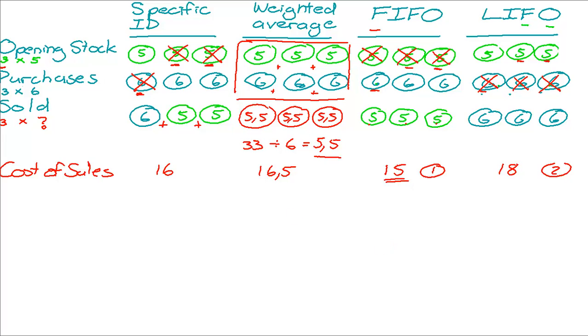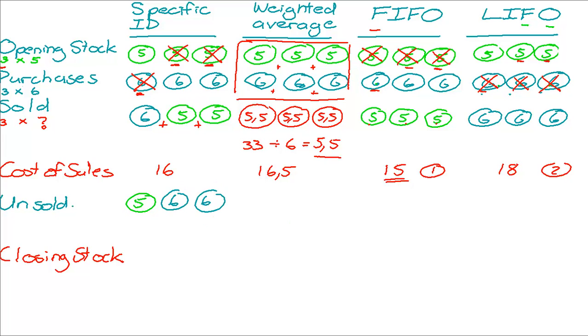Right, let's quickly look at calculating our cost of unsold goods. So now we need to determine what is our unsold goods, because our unsold goods is what is going to make up my closing stock. So whatever is unsold will make up the closing stock. So let's quickly see which pies are unsold under the specific identification method. We've got the 5, the 6, and the 6.